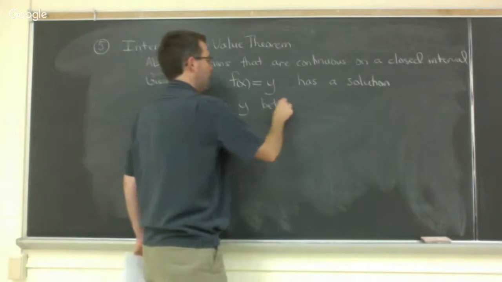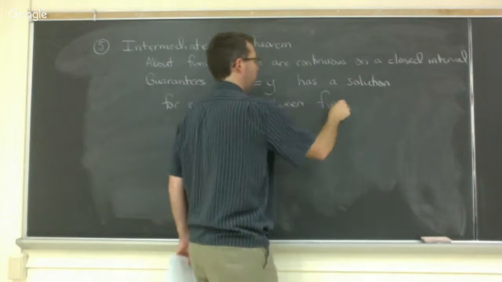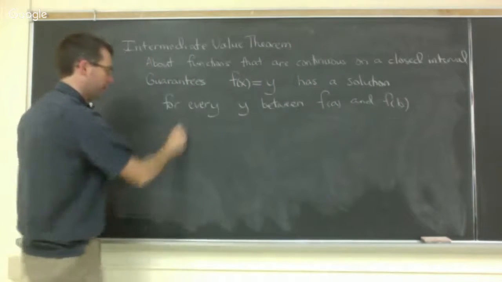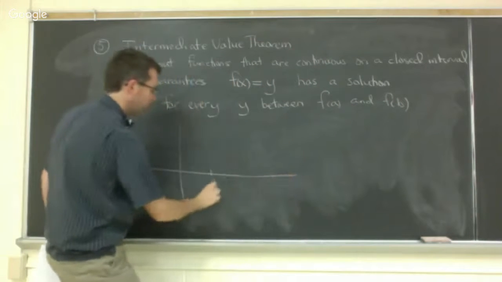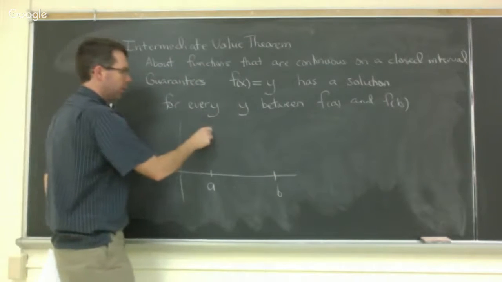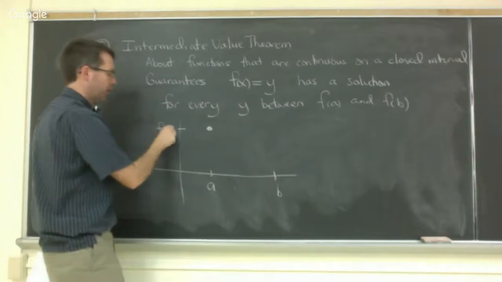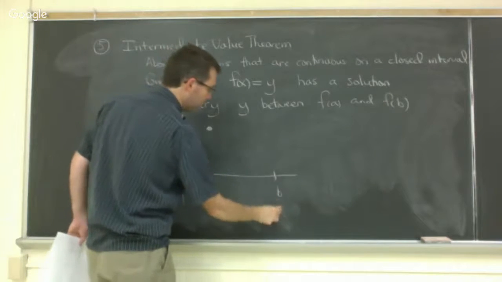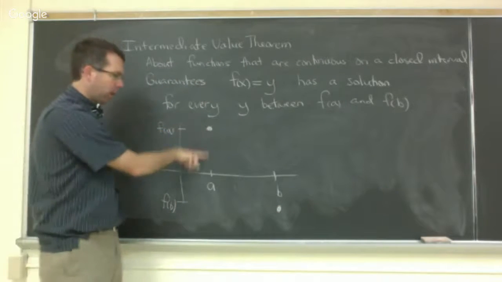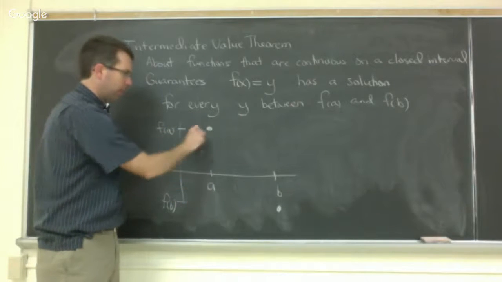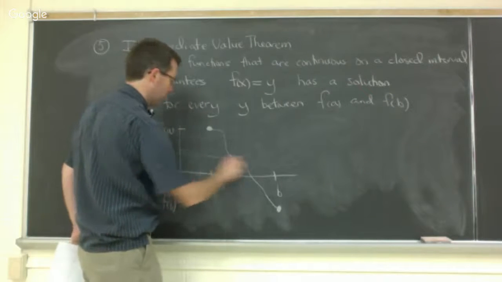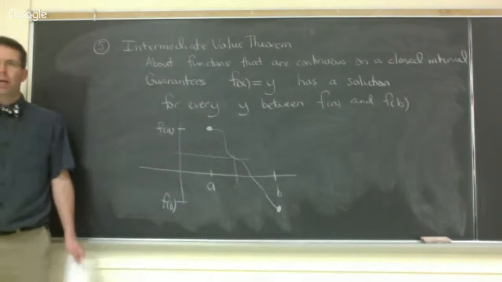for every y between the endpoints. So if I have a function, here's A and here's B, and I've got a function, this is my f of A, and I have another y value, f of B, then for every y value between f of A and f of B, there has to be some x value where it's going to solve that height.